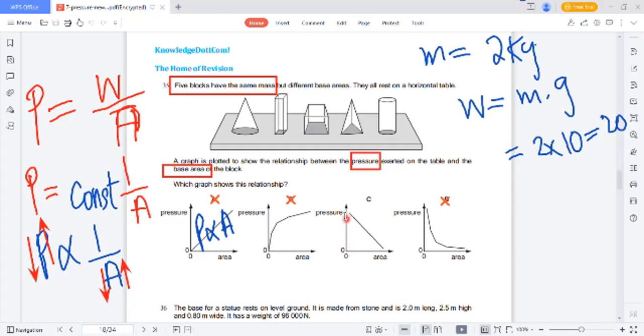Okay, now it states if you increase area, like I am going to increase area, you will see the pressure is decreased. I'm going here, you can see pressure is further decreased. If I go here, pressure is further decreased. If I go here, you will see pressure further decrease. It means this is exactly following the inverse proportionality. So that's why this is the correct option.